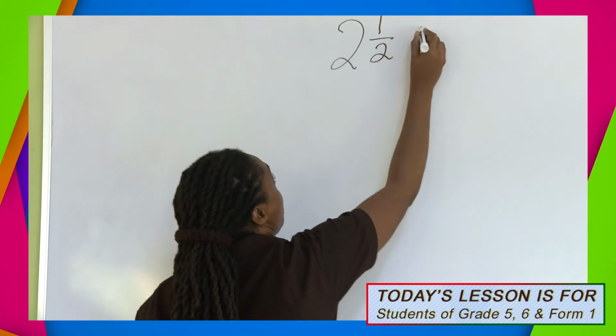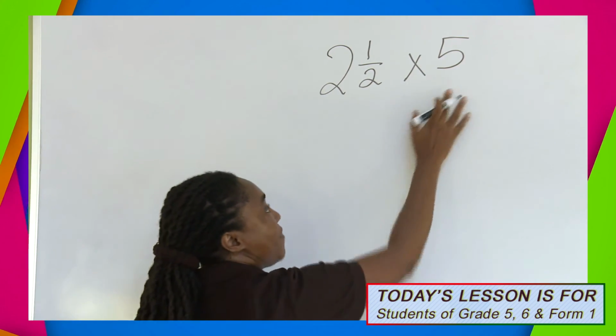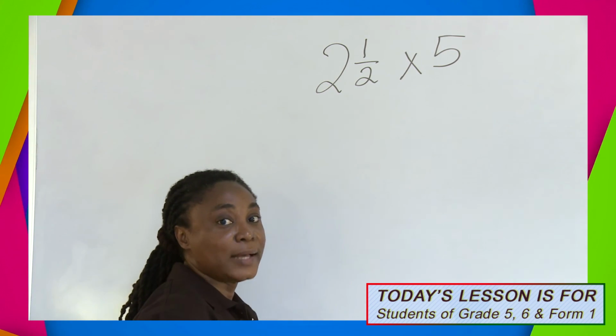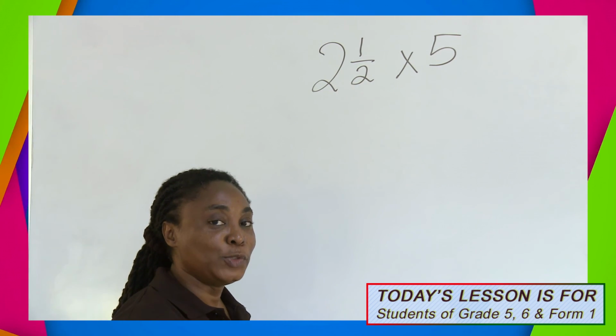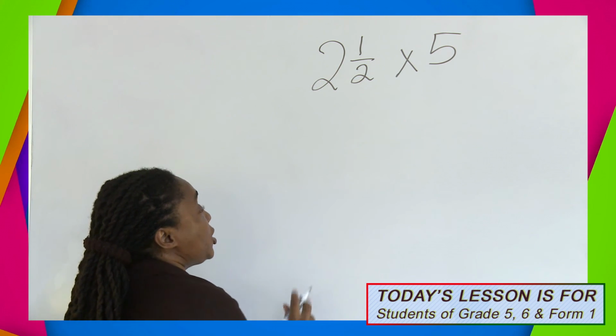2.5 multiplied by 5. Why? She's making 5 dresses. Each dress requires 2.5 yards of cloth. We have a mixed number here. What do we do? Correct. Change to an improper fraction.